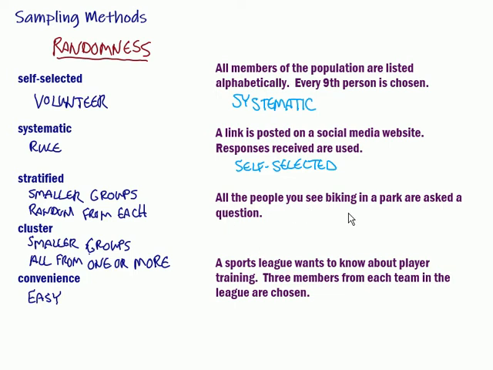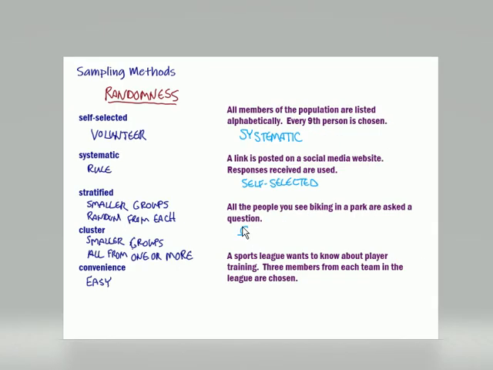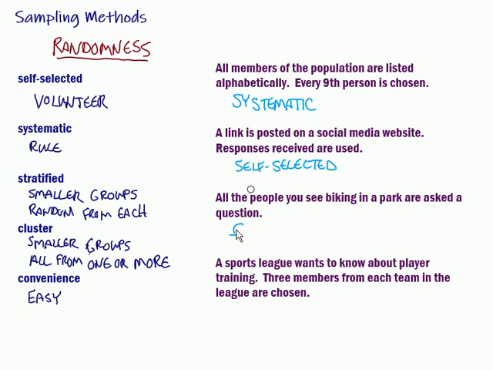Now, we'll come back to that in a little bit because self-selected surveys with volunteers can be kind of troublesome. All the people you see biking in a park are asked a question. Well, we're not asking for volunteers. It's not really a rule. There are people biking. We're not breaking it down into smaller groups. I guess it depends on the population we're working with. But I think you could argue that this is a convenient sample because it's just all the people that happen to be riding bike by. Maybe you're camping out on a bench in the park and you're just asking the people who bike past.